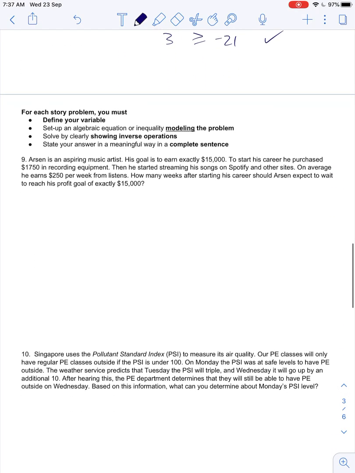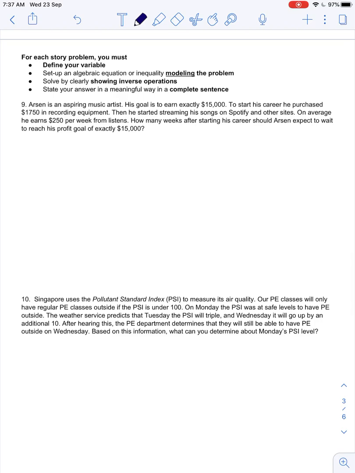All right, last are these 2 story problems. So remember your 4 steps. In this question right here, some of the important information is that he's trying to earn $15,000, Arsen is. He purchased $1,750 in recording equipment. So basically that means he's got to earn that money back in order to reach his goal of $15,000. And some people were asking about that during the test.